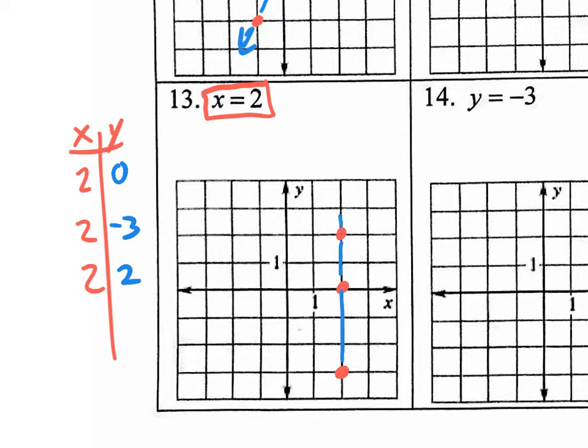Any x equals a number equation is a vertical line going up and down. Any y equals will be a horizontal. Like number 14, this one says y equals -3. That's going to cross the y-axis flat right at -3.